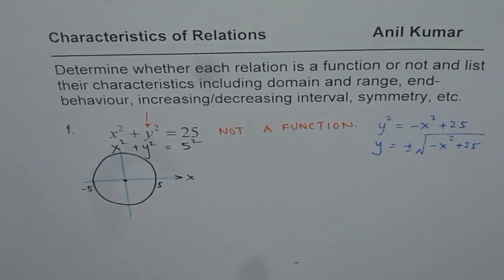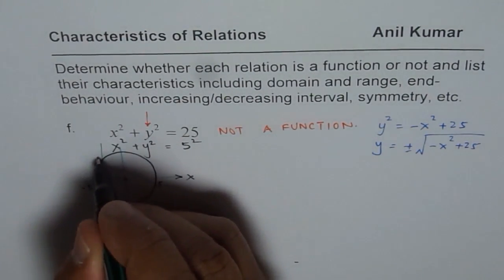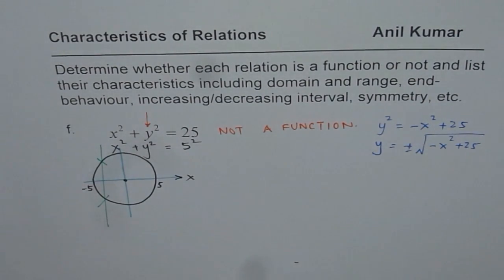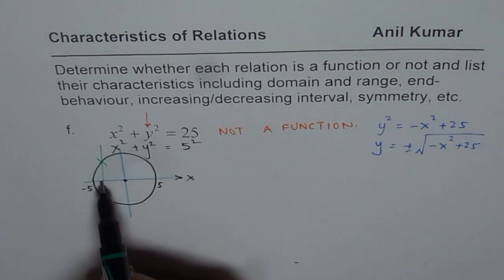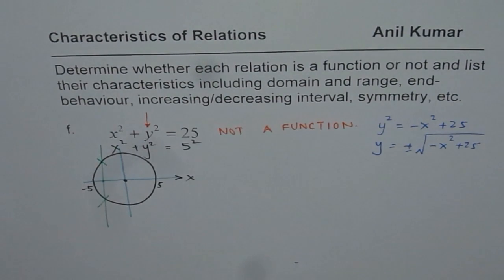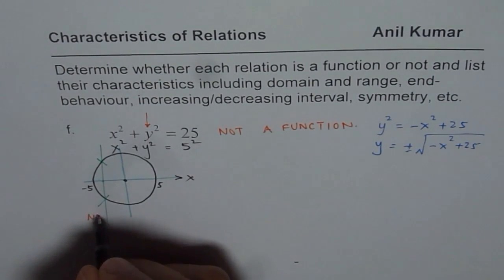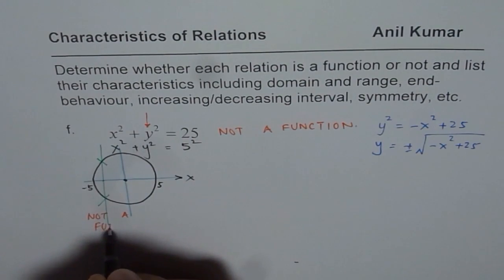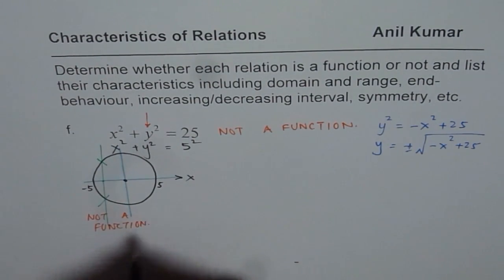Now clearly, if you draw a vertical line here, it intersects at two points, and therefore this x value here has more than one value. It has two values. It is not a function. Is that clear? So we know clearly from the graph of this equation that it is not a function. Is it okay? Very important to understand.